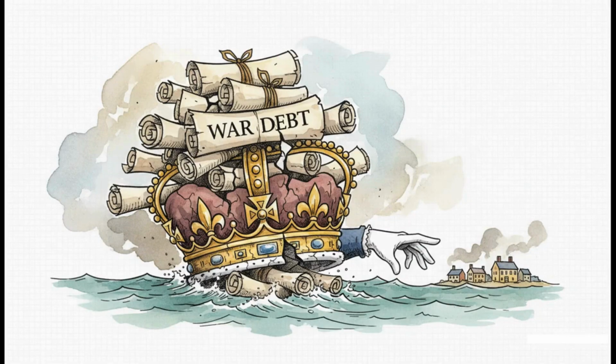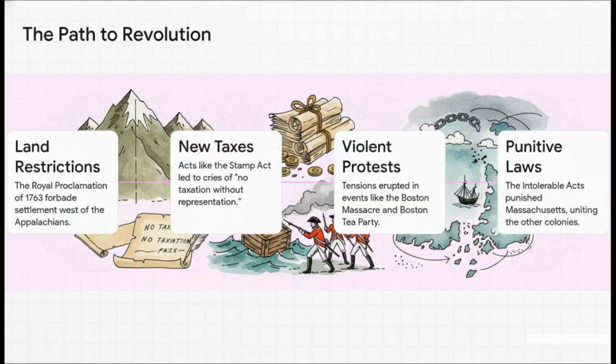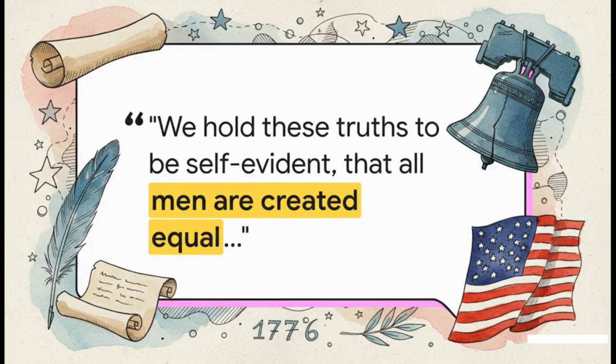Fast forward a bit. Decades of war left Great Britain broke. Guess who they expected to pay up? A whole series of British actions, from new taxes to land grabs, pushed the colonies right to the edge. So on July 4th, 1776, they did it. They declared independence, founded on this wild idea of liberty.